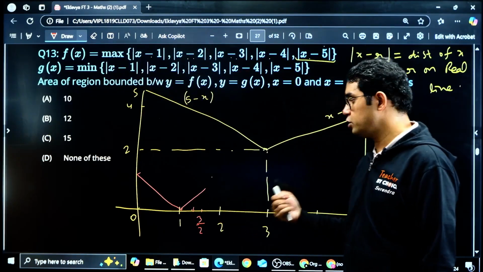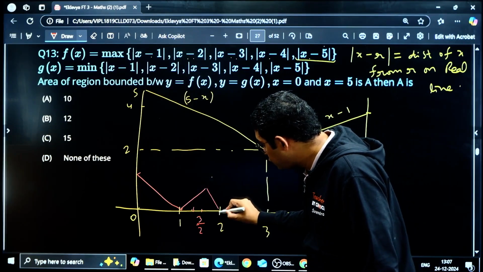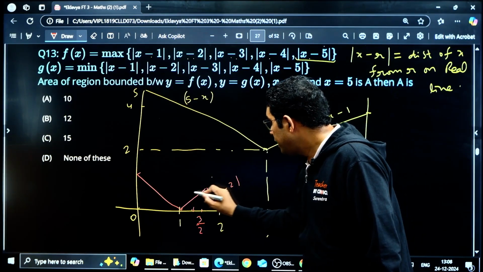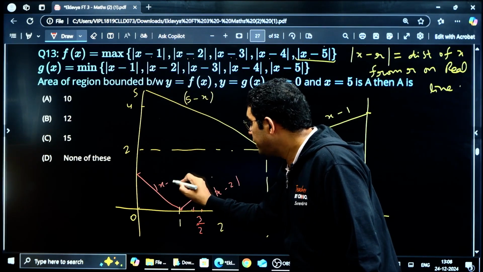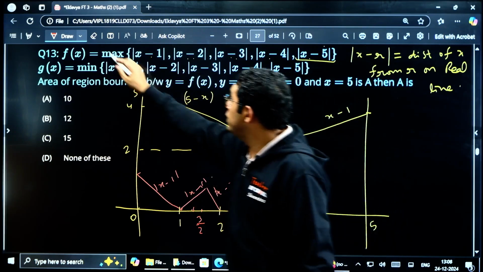But after you cross 3 by 2, I think the point at minimum distance will be 2. So here it will be mod x minus 2. Here it was mod x minus 1. Here also it was mod x minus 1. Okay, that's a graph of mod. We know it, V shape.